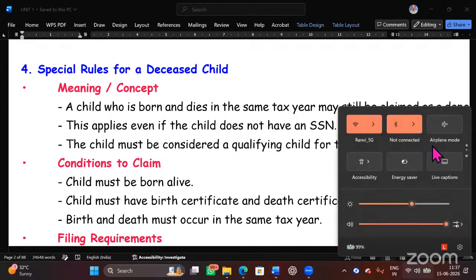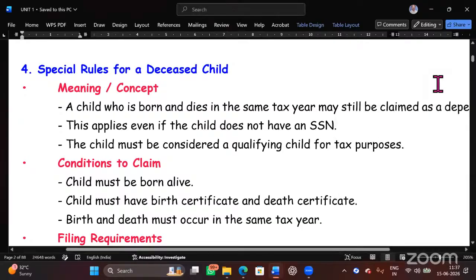What is the duration of this particular individual tax subject? Our syllabus is 2 months, sir. Okay.